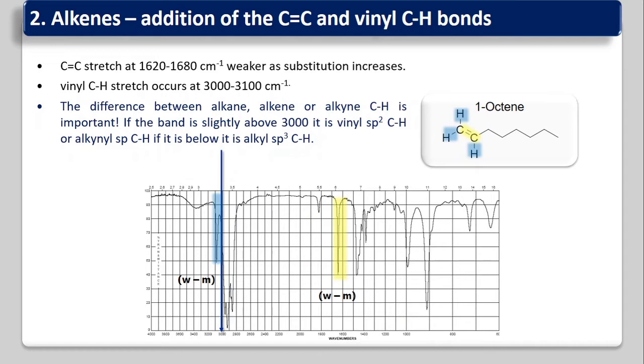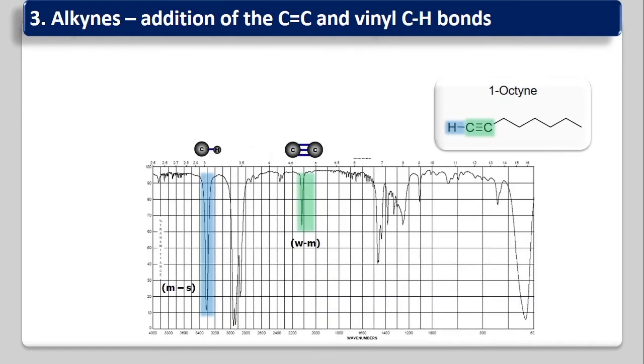That's why the alkene should be non-symmetrical, linearly non-symmetrical. Then only these vibrations absorb the radiation. Next is the carbon-carbon triple bond.